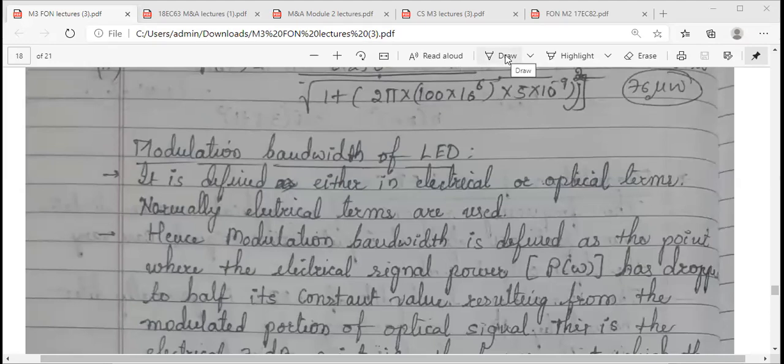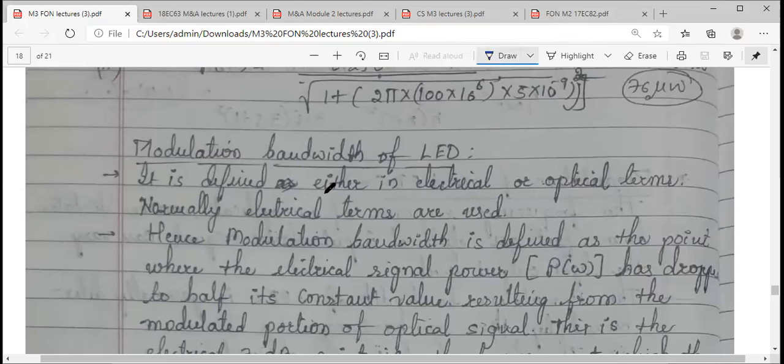Majorly in optical sources, we will be dealing with LEDs and lasers. So what is this modulation bandwidth? You have studied some frequency response curves of probably filters and oscillators in your electronics part. Similarly, if we analyze the frequency response curve of an LED, how can we find out the bandwidth, the range, the capability of this LED?